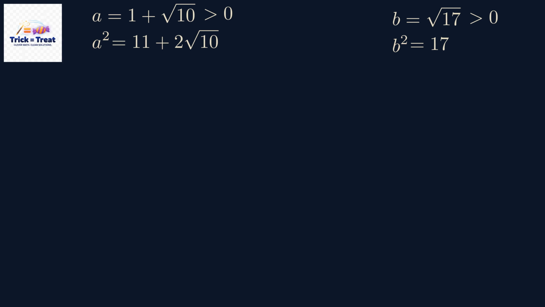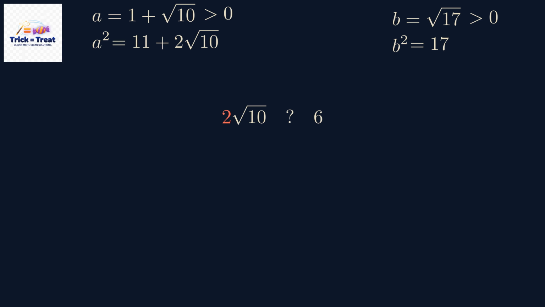A squared equals 11 plus 2 square root of 10. B squared equals 17. Let's ask the question: is 11 plus 2 square root of 10 greater than, less than, or equal to 17? To figure that out, let's isolate the tricky term, 2 square root of 10. We'll subtract 11 from both sides of the comparison. Is 2 square root of 10 greater than, less than, or equal to 6?